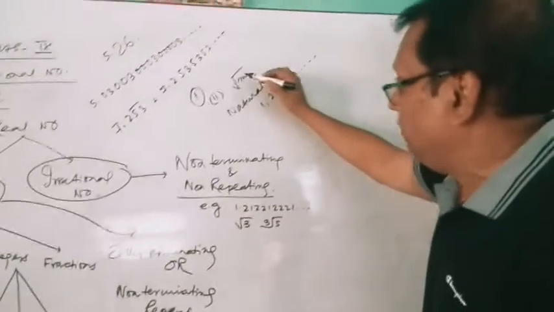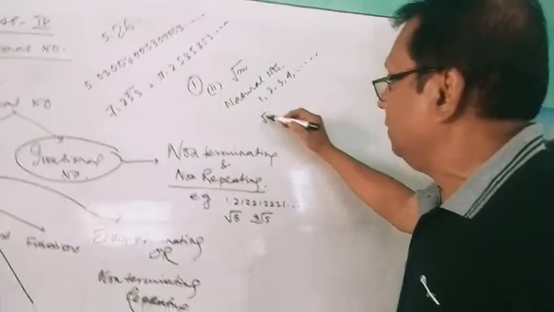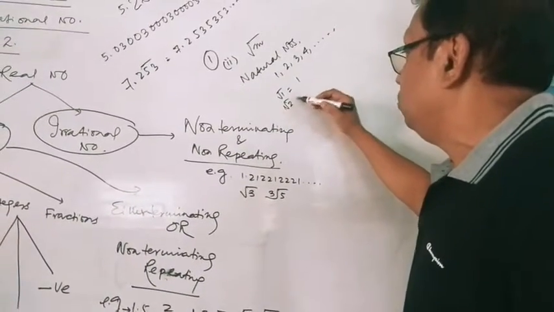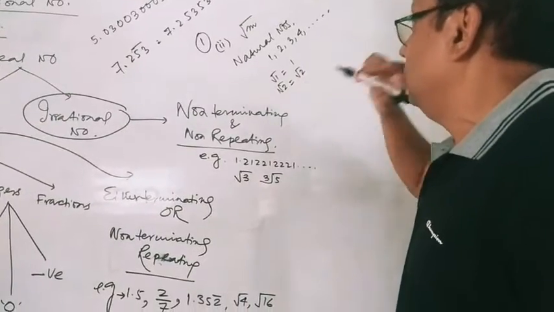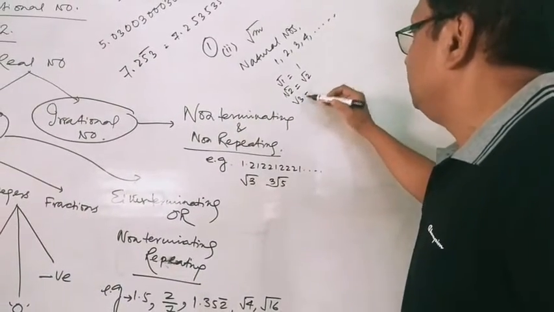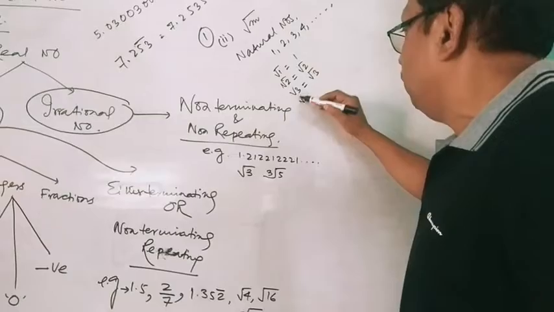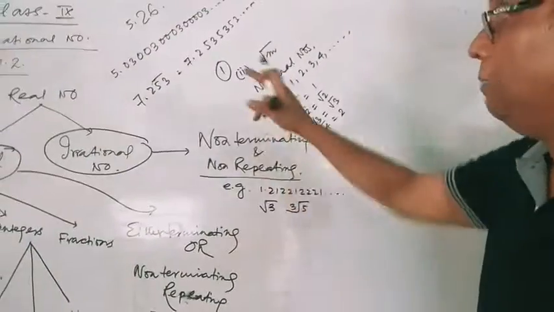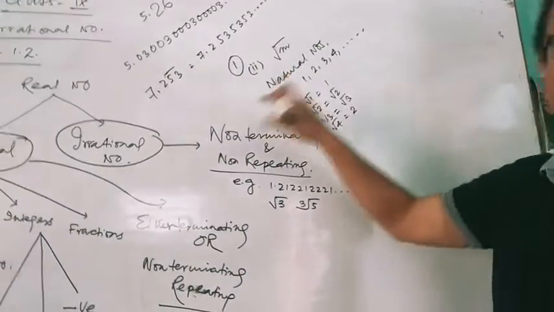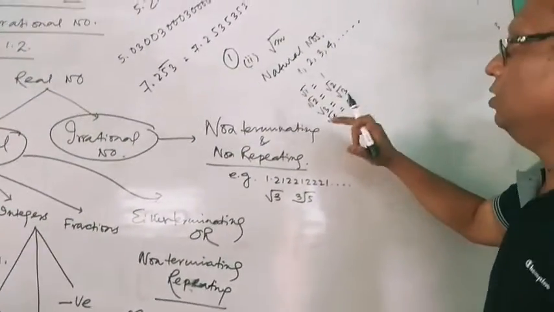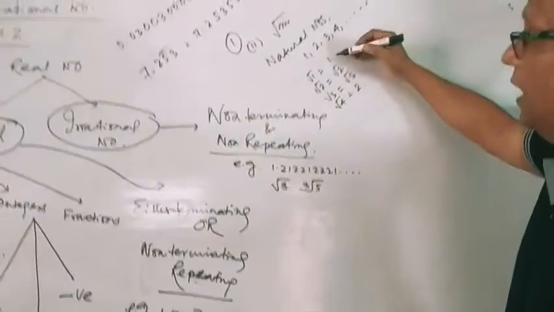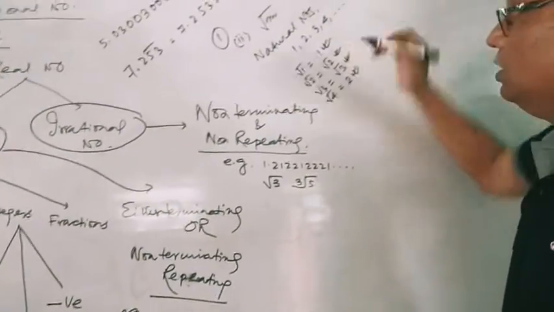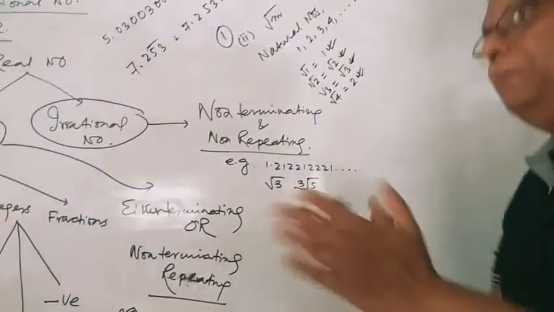Put the value of m equals 1, it is 1. Put m equals 2, it is root 2, root 3. So, root 4, that is 2. So, what are we finding? If m is a natural number, then root m will either be rational or irrational. It can be rational, it can be irrational.